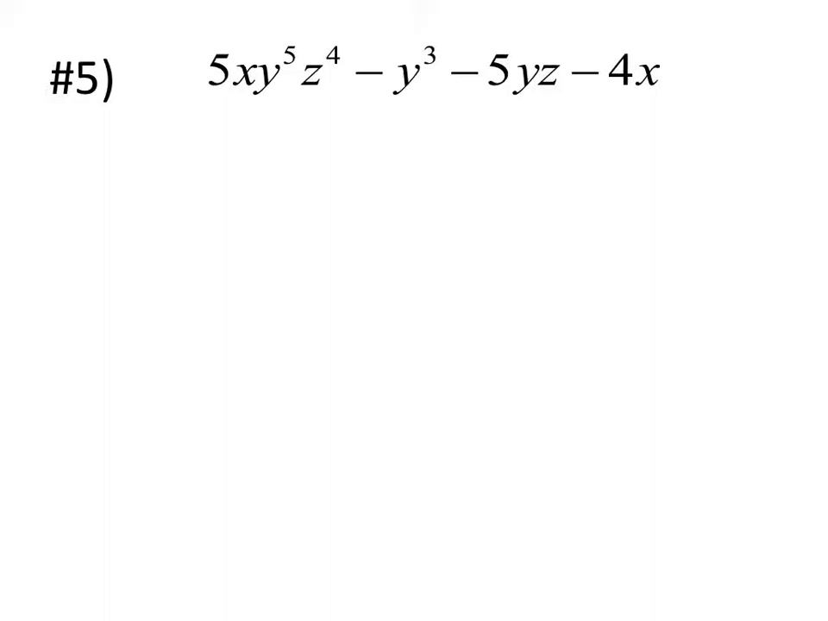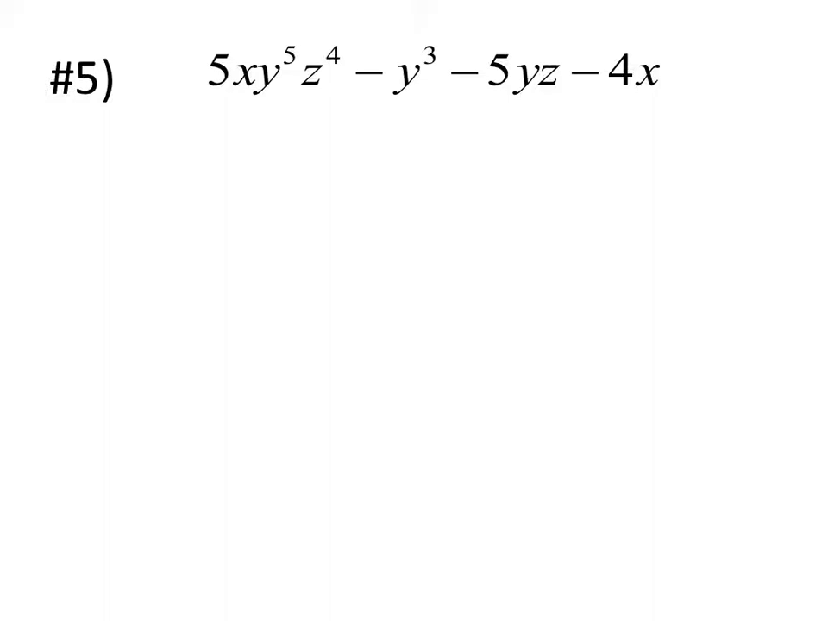If I'm looking, there is nothing that all of the terms have in common. If you look here, we've got a coefficient of 5, an x, a y, and a z, but in this term we only have y's, and in this term we only have x's. So there's nothing that all of the terms have in common. So let's see if we can group them.